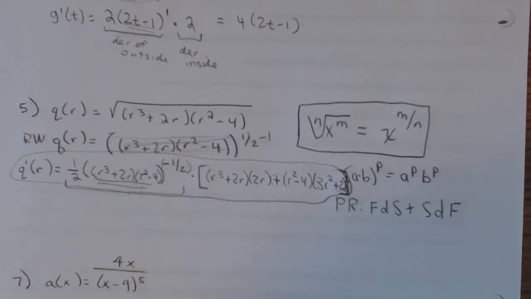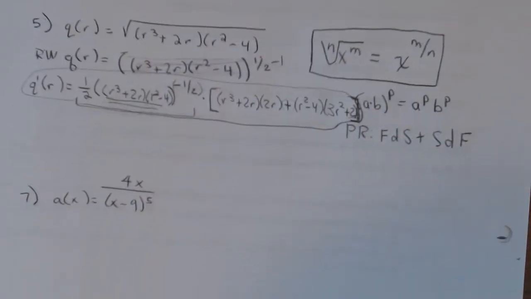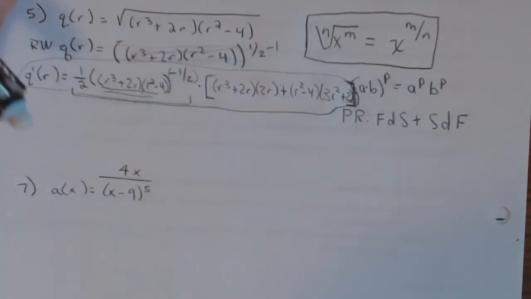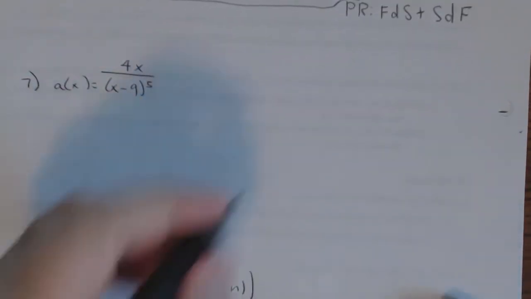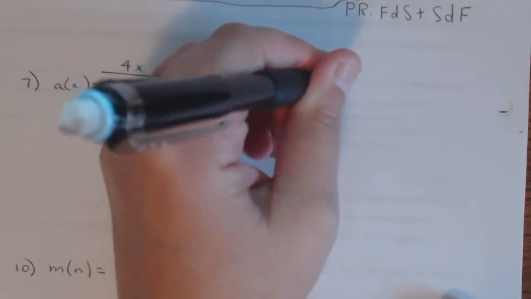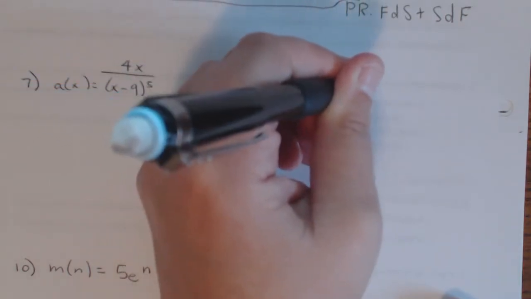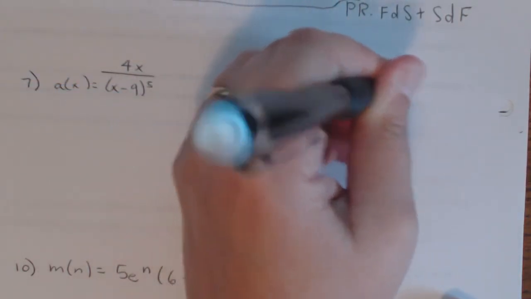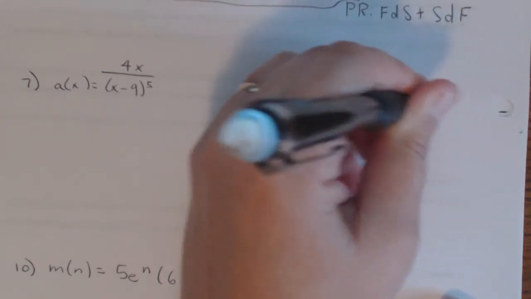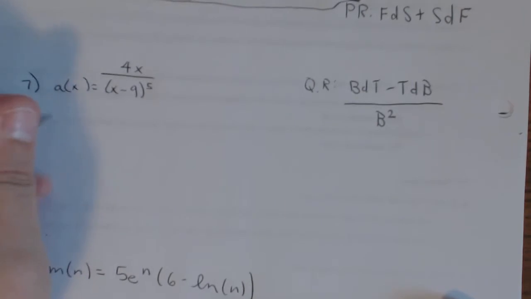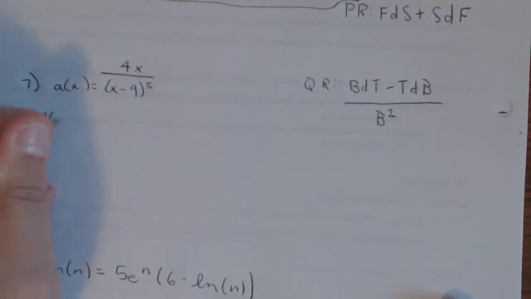Okay. All right, next one is 7, and for 7, I saw that most of you did quotient rule, so that's what I'm going to do. The quotient rule is the bottom times the derivative of the top minus the top times the derivative of the bottom, over the bottom squared.